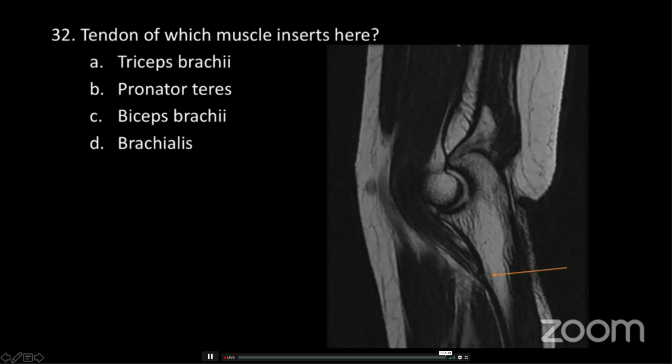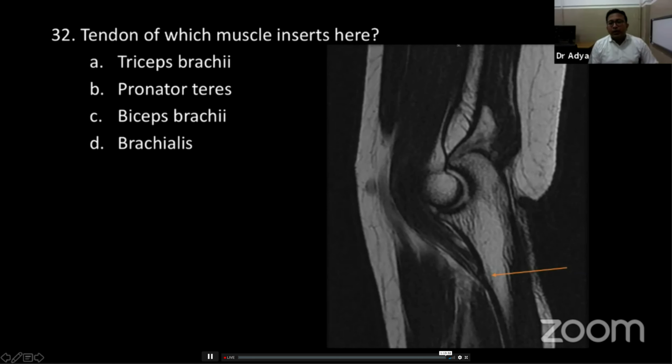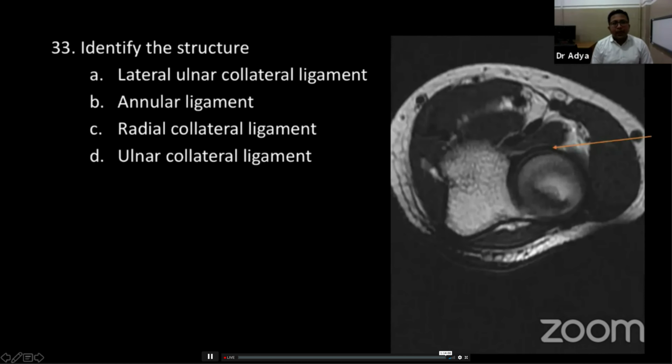Now, biceps brachii inserts into the radial tuberosity, brachialis inserts into the ulnar tuberosity. So, which bone are we looking at here? Because this is the olecranon process, here the triceps is getting attached. So, we are looking at the ulna, and there is a tuberosity here. So this muscle is coming anterior to the elbow joint and inserting into the ulnar tuberosity. So this is the answer. Correct answer is D, brachialis.